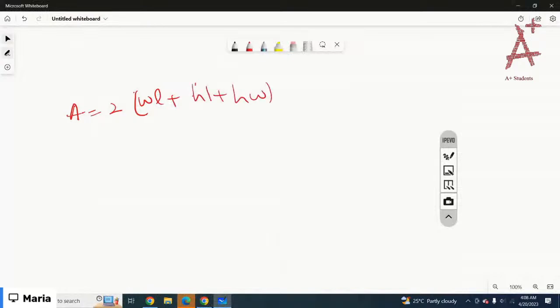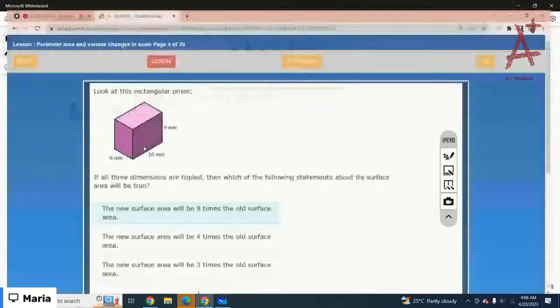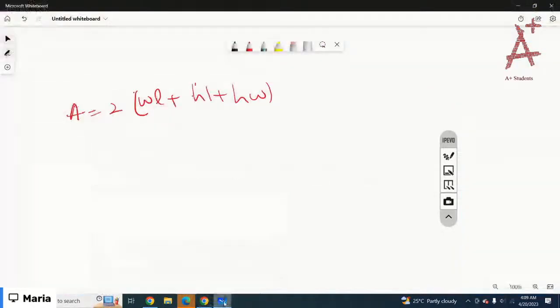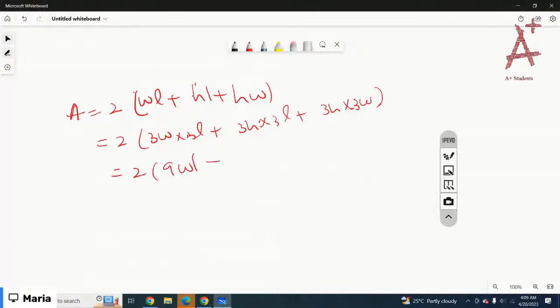Okay, so the question is you have to triple all the side lengths. If all three dimensions are tripled, it would now be 3W times 3L plus 3H times 3L plus 3H times 3W. All of them got tripled, so I multiplied all of them by 3. It would be 9WL plus 9HL plus 9HW.